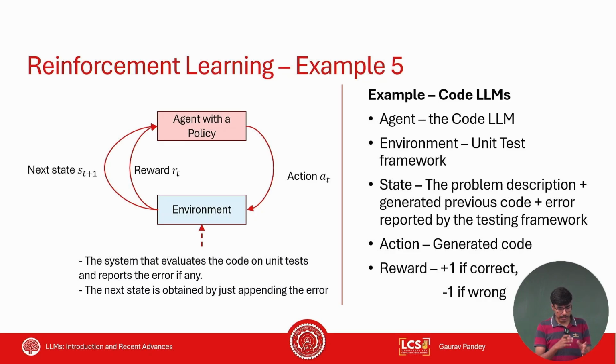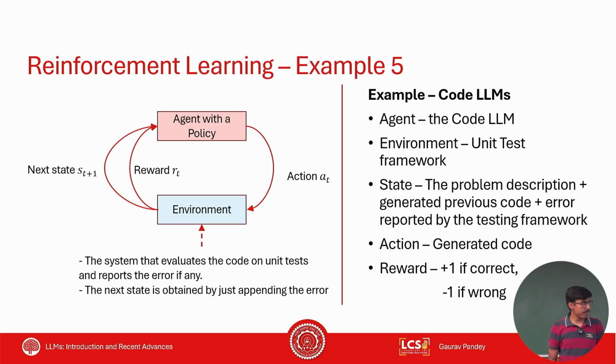So the state is your problem description, the code that is generated, all the code that was generated previously also, and any error reported by the unit test framework. So you might get an exception when you execute the code, right? So all that information is your state, and based on the state, you can again generate a new code, which will again get passed through the unit test framework. Again, you will get some exception, or you might get that the code executed correctly, and this will keep on repeating, and then you get a reward of +1 or -1.